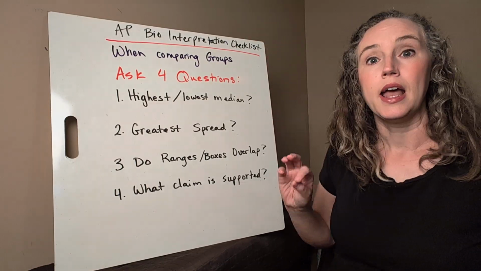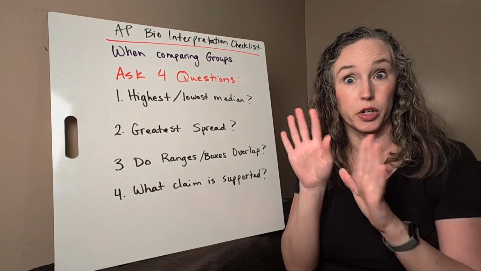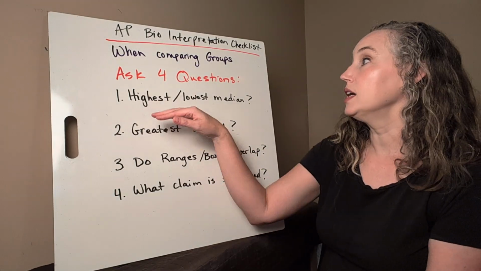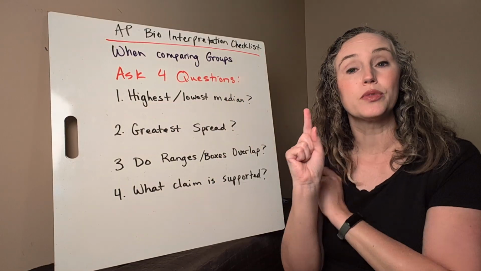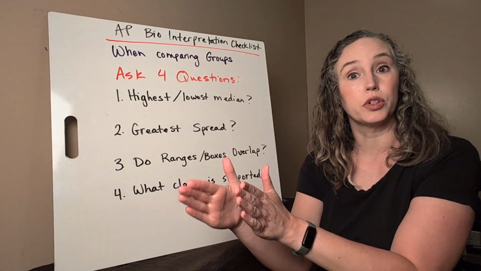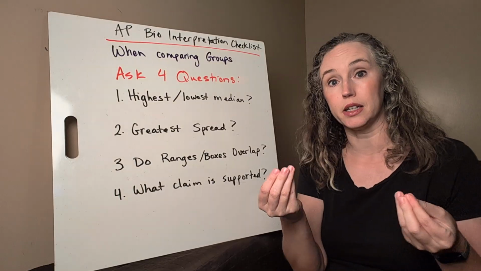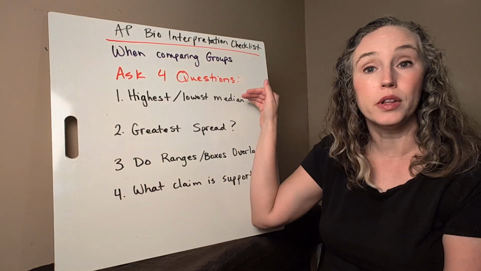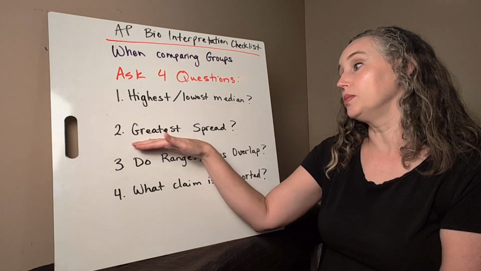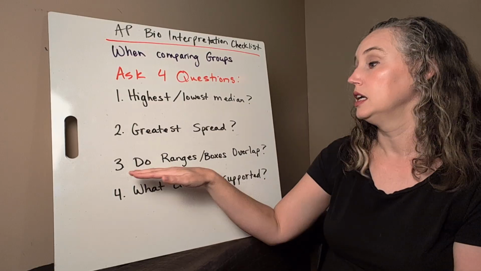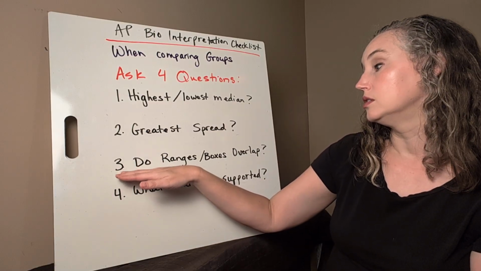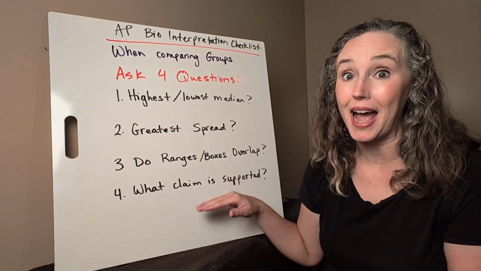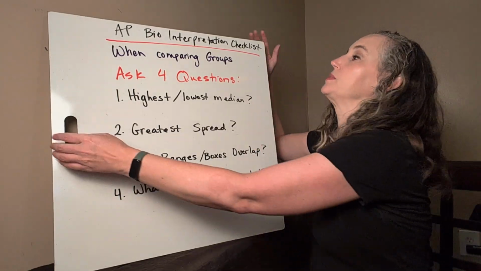When you're interpreting a box and whisker plot, and we're going to do an example in just a second, you want to ask yourself 4 questions. One, because you're comparing, this is always for categorical. You use these on categorical, so you're comparing different groups of data. So which group has the highest median or the lowest median? Which group has the greatest spread? Do the ranges or the boxes of the groups overlap? And what claim is actually supported by the data?